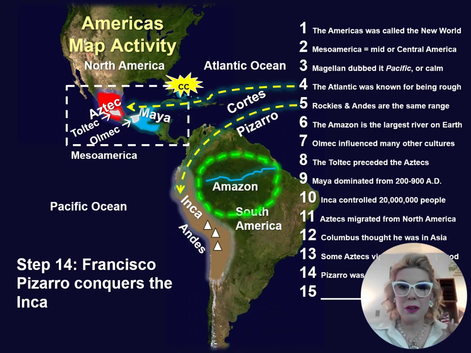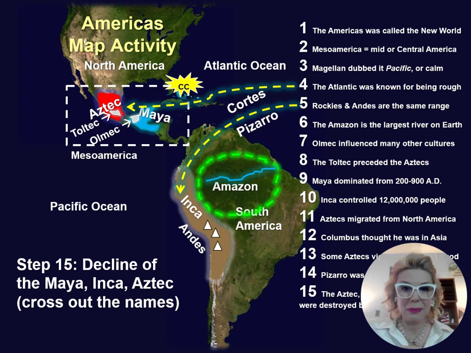And this is Pizarro, and he conquered the Incas. So Cortez conquered the Aztecs, Pizarro conquered the Incas, and what a lot of people don't know is that they were actually cousins. I find that interesting. Again, just to wrap it up, Cortez, Aztecs, Incas by Pizarro.